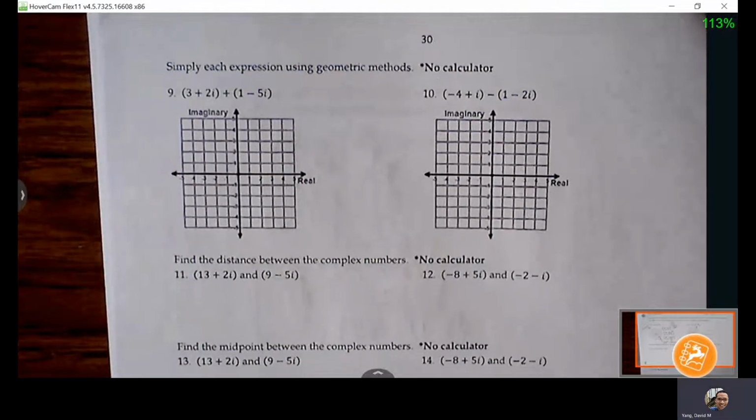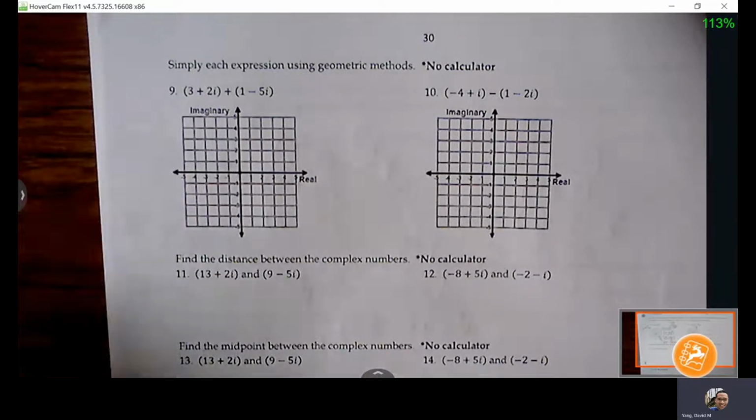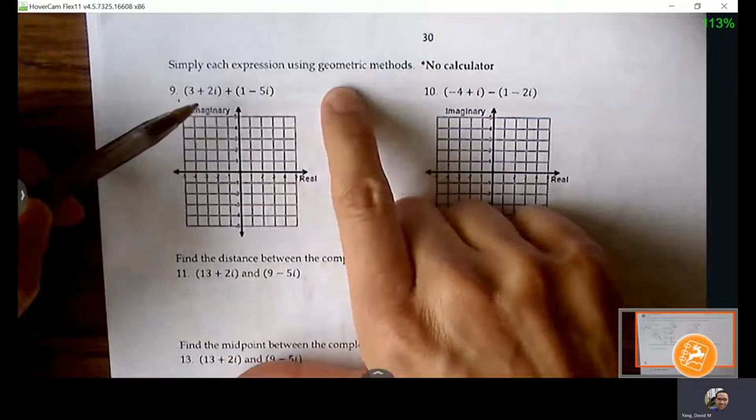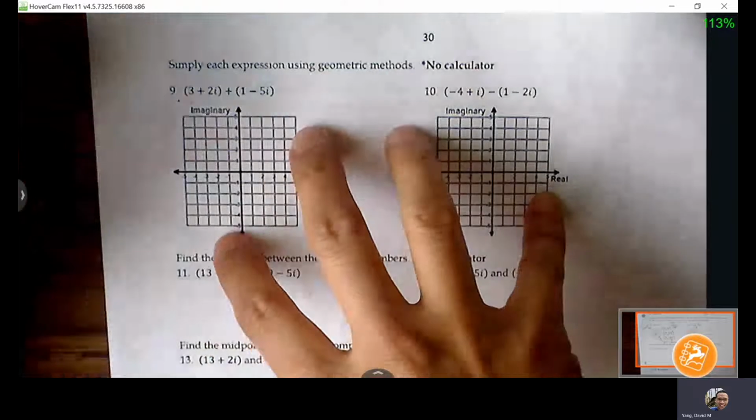All right, these next few problems are similar to the quiz problems that you guys saw. Simplify each expression, so I'm just going to add the like terms together. The 3 and 1 go together. The 2 and negative 5 go together.